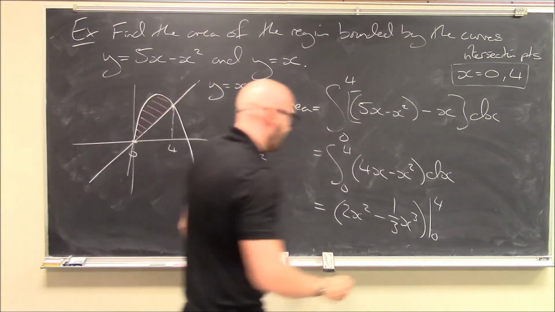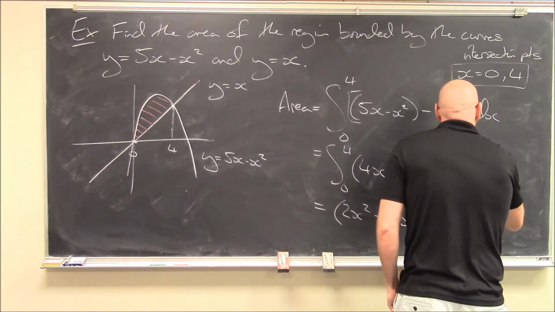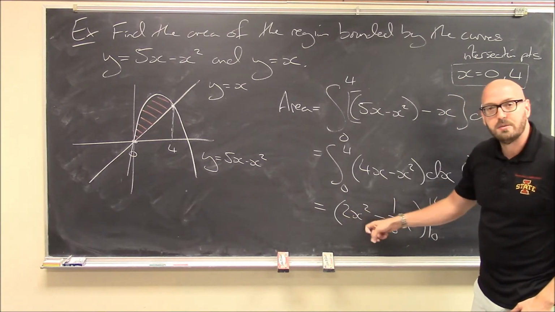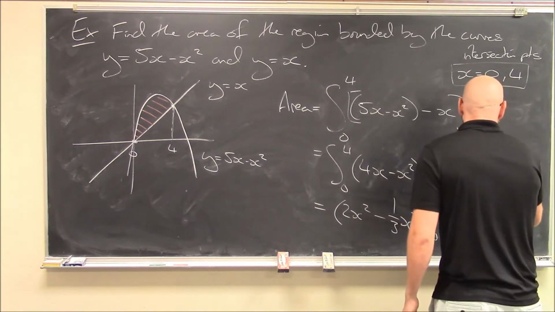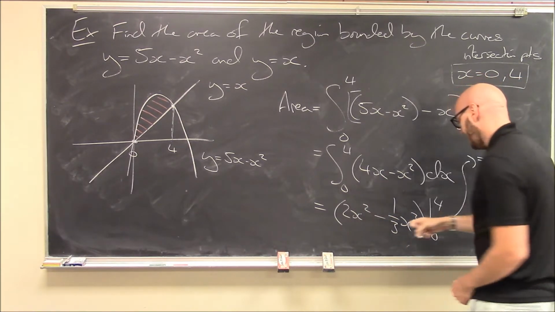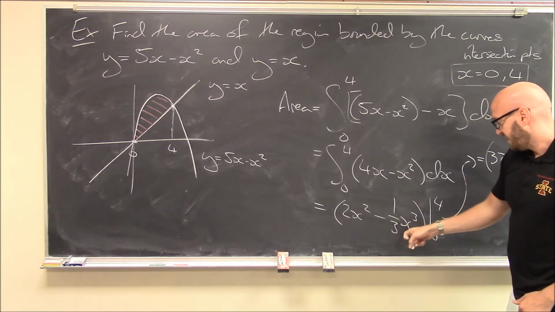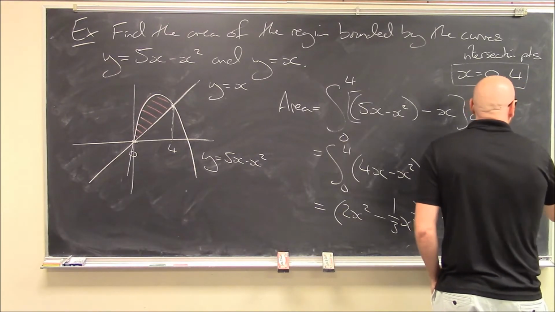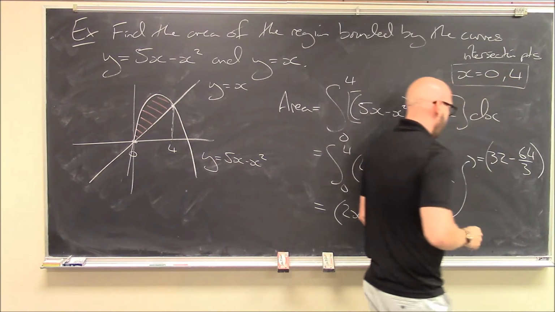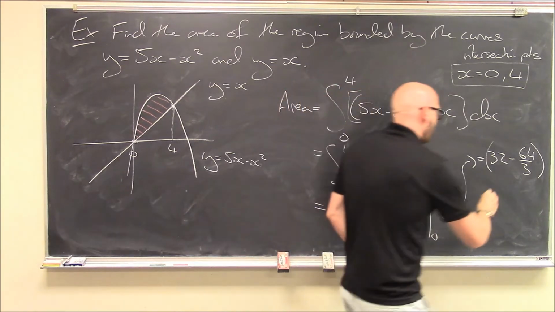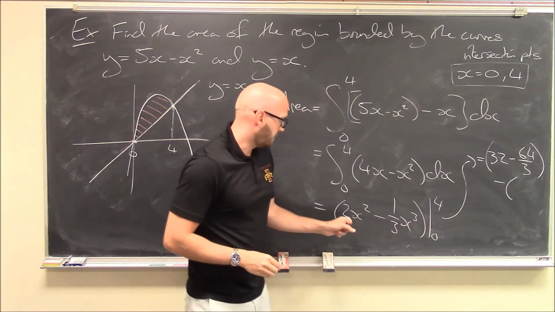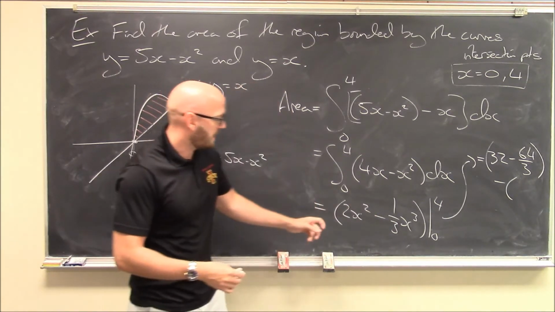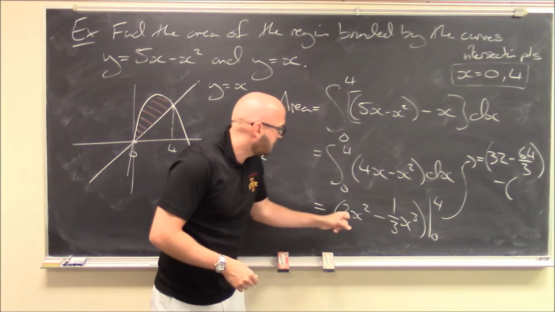Let's see, do I have enough space? I'll write small. When we plug in 4, what do we get? 2 times 4 squared, 2 times 16 is 32. Minus 1/3 times 4 cubed, 1/3 times 64 is minus 64 thirds. Minus what you get when you plug in 0. When I plug in 0, this quite often happens when you plug in 0. Not always though, you have to check. But in this case, when I plug in 0, I've just got 0 minus 0.